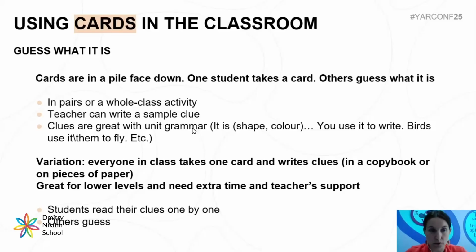A variation of this that works for lower levels is when everybody in class takes one card and writes clues at the same time. The teacher can give extra support to those students who can't come up with an explanation on the spot. After everybody finishes, students read their clues one by one, and others guess the vocabulary word from the list.